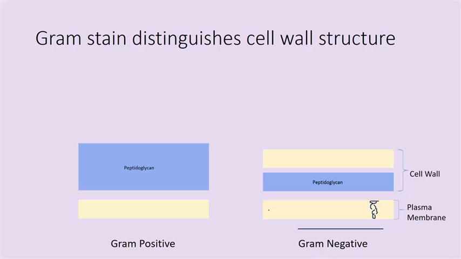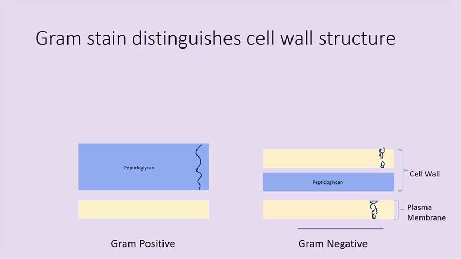The next layer out is the cell wall, and this is where gram-negative and gram-positive bacteria differ. In a gram-negative bacterium, their cell wall has two major parts to it. It has a thin layer of peptidoglycan, and then it has on top of that another phospholipid bilayer that rests on top of the peptidoglycan. That's very different to the gram-positive cell wall, which is a thick layer of peptidoglycan. They do not have an additional plasma membrane that rests on the top.